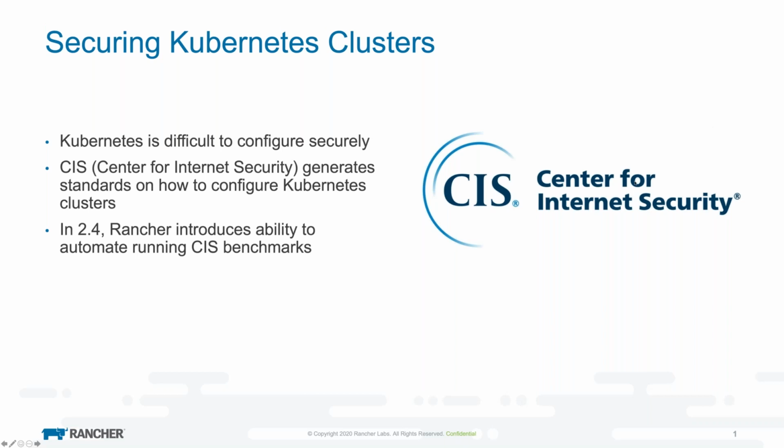Okay, let's get started. As we mentioned, in 2.4 we added a bunch of features to help you secure your Kubernetes cluster. As everyone knows, Kubernetes is not only challenging to configure itself, but to configure securely; there are a lot of options, and it's usually daunting to figure out. So CIS has already created a set of benchmarks: when you configure Kubernetes, if you set these configurations on, then your cluster will be secure. And usually you have to manually run these benchmarks against your clusters. So in 2.4, what we've done is introduce the ability to automate running these benchmarks across your clusters.